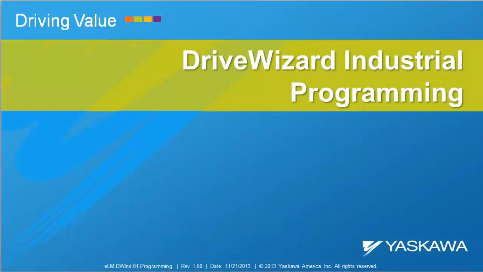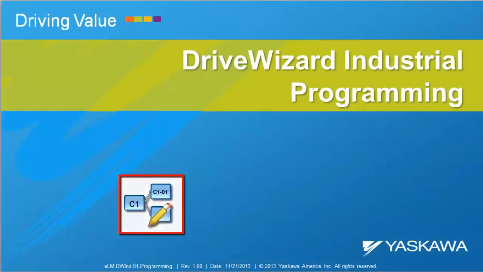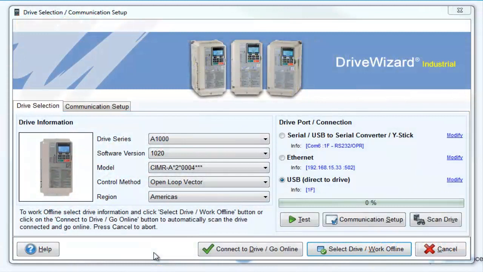This video shows how to read and write parameters in DriveWizard Industrial. We are also going to cover how to share and export these parameters. Let's start out by first explaining the differences between going online with the drive and working offline.